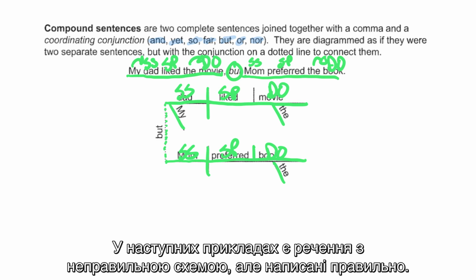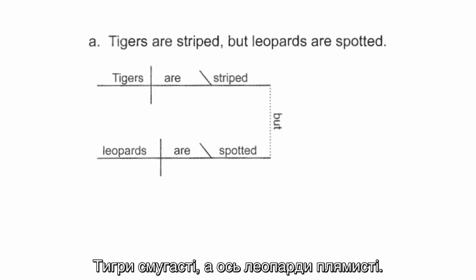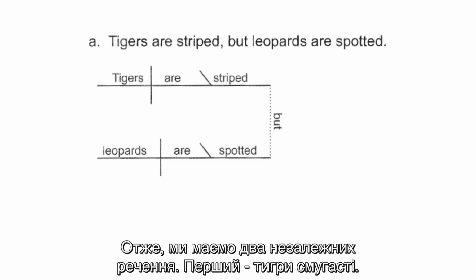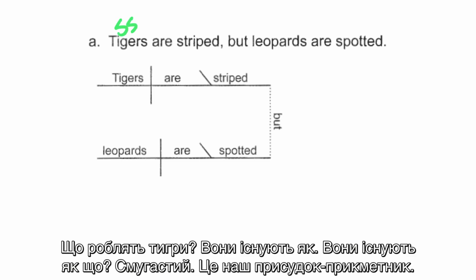Okay? These next examples have sentences that are diagrammed incorrectly but written correctly. Tigers are striped, but leopards are spotted. So we have two independent clauses here. The first one is tigers are striped. Who or what is this about? It's about tigers. What do tigers do? They exist as. They exist as what? Striped. That's our predicate adjective.